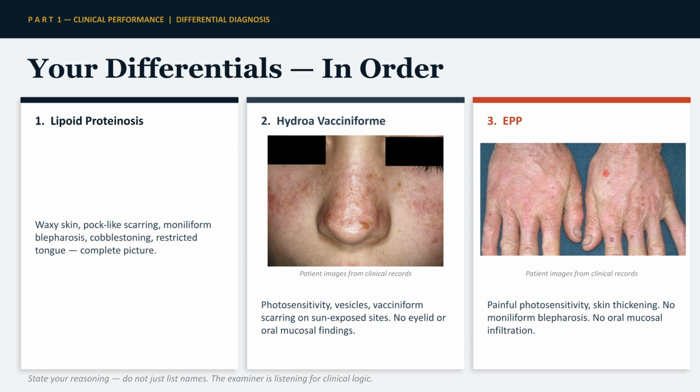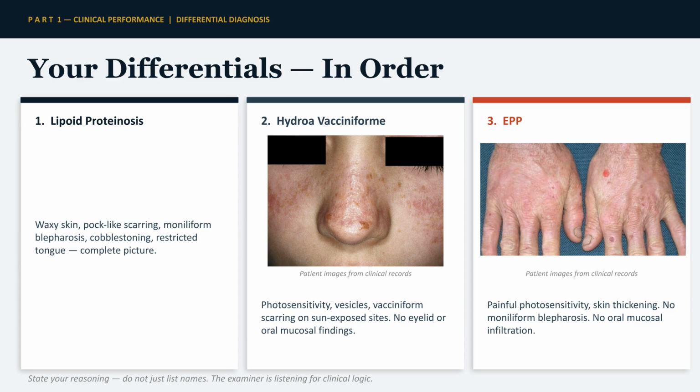This is the complete picture. Second, Hydroa Vacciniforme: photosensitivity, vesicles, crusting, and scarring on sun-exposed sites. However, it does not account for the Moniliform blepharosis or the oral findings. Third, Erythropoietic Protoporphyria, EPP: photosensitivity with skin thickening on exposed areas. However, it lacks the characteristic eyelid and oral findings of LP.